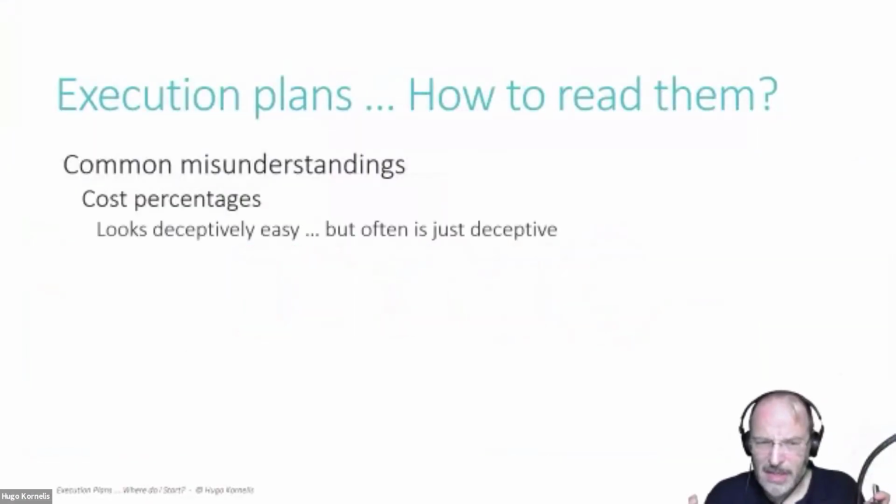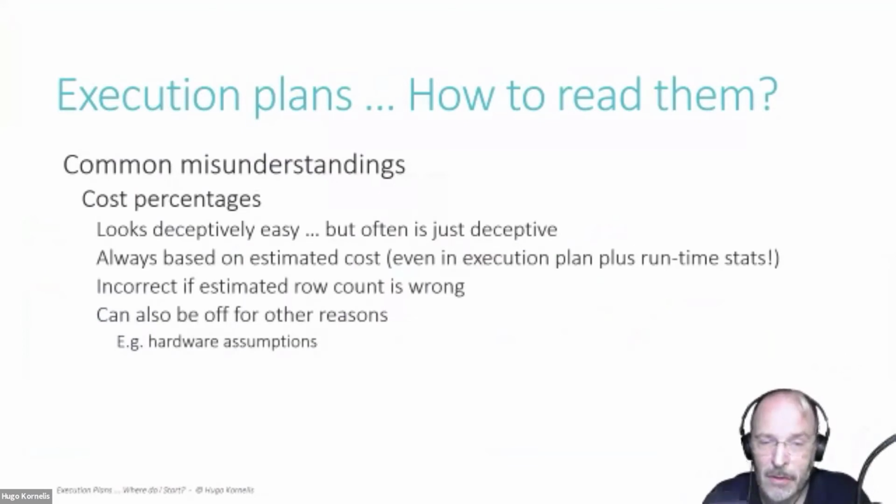So those cost percentages, yeah, they look deceptively easy, but very often they're just deceptive. They are based, like I said, on the estimated cost, which is based on the estimated number of rows, which is often wrong because it's an estimate. But there are also other reasons why it can be off, because even if the estimated row counts are correct, your hardware is not the same as the hardware someone else uses. What is running fast on your computer may be slow on someone else's computer. Maybe I have more RAM and a slower disk in my computer. Maybe you have less RAM, but a faster disk. That changes what operators are good for you and what operators are good for me, but those numbers will be the same.